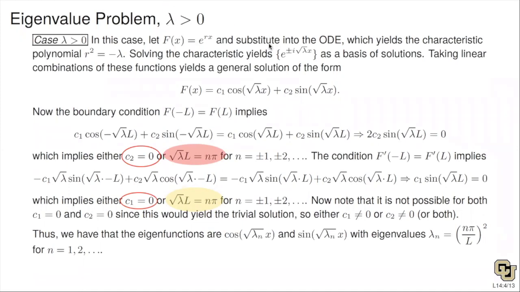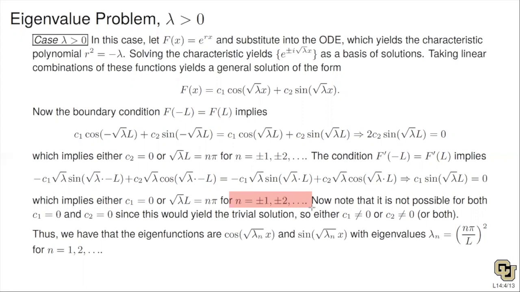And then we see that there's more than one eigenvalue. There's one for each value of n. And here, I've dropped the minus sign. So technically speaking, it should be n plus or minus 1, plus or minus 2. Cosine is an even function, so cosine of minus x equals cosine of x. So having n be plus and minus 1 is redundant. And I just want linear independence, so I drop the minus ones.